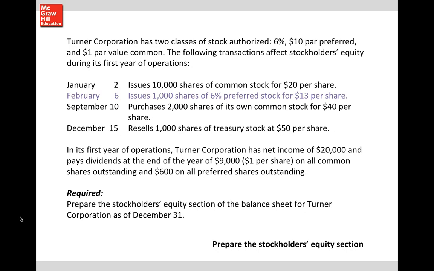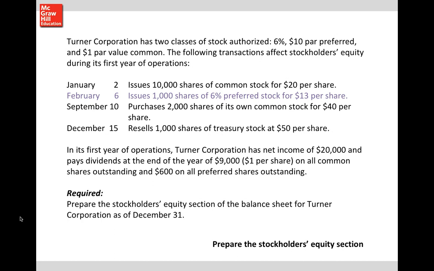On January 2nd, they issued 10,000 shares of common stock for $20 per share. On February 6th, they issued 1,000 shares of 6% preferred stock for $13 per share. On September 10th, they purchased 2,000 shares of their own common stock for $40 per share. And on December 15th, they resell 1,000 shares of treasury stock at $50 per share.